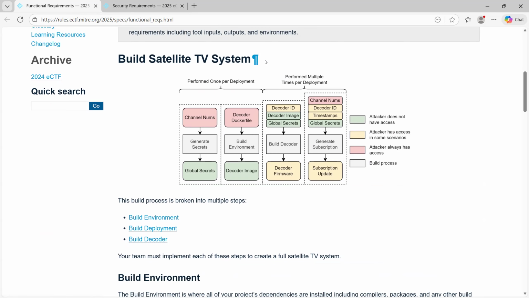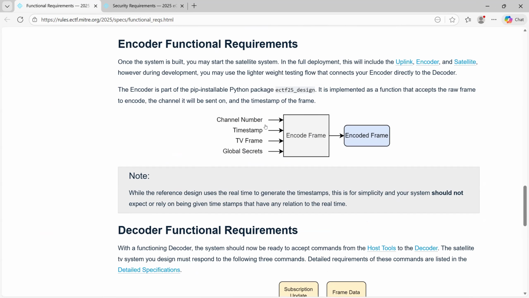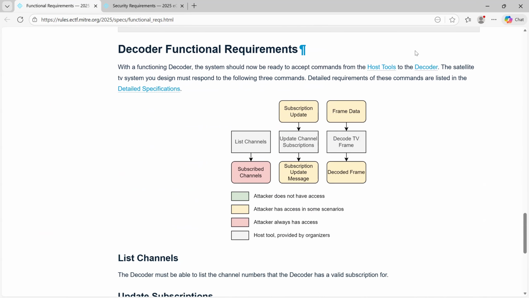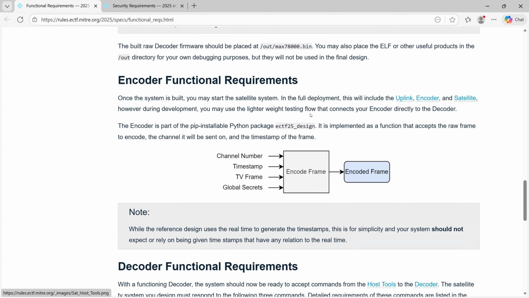This is just an example of the different things we had to implement. For example, these are the formats of the frames that you have to follow for the TV frames, right? These are some examples of the different features. The decoders on the TVs had to be able to list all the channels that they were subscribed to. They had to be able to take a subscription update to update what subscriptions were available to that user. And it also had to be able to decode frames and whatnot. So we're going to have to implement something like this, where we have different components in the system, right?